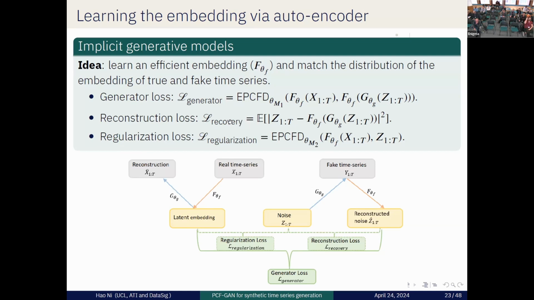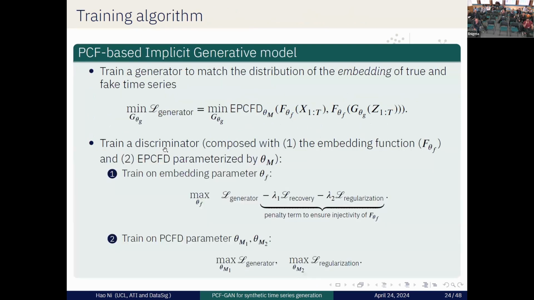And this reconstruction loss is used to enforce sample reconstruction. As for the regularization loss, if we do have a good embedding, then because F is a pseudo-inverse of capital G, the embedding of the true distribution should be close to the noise vector distribution. And we will use this regularization loss to enforce this property.